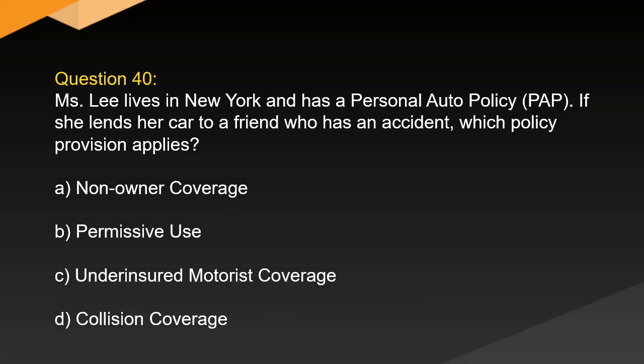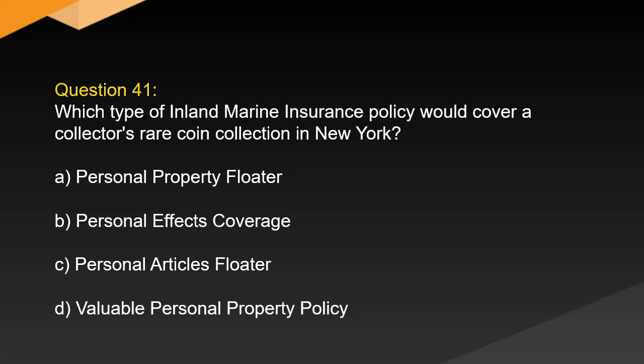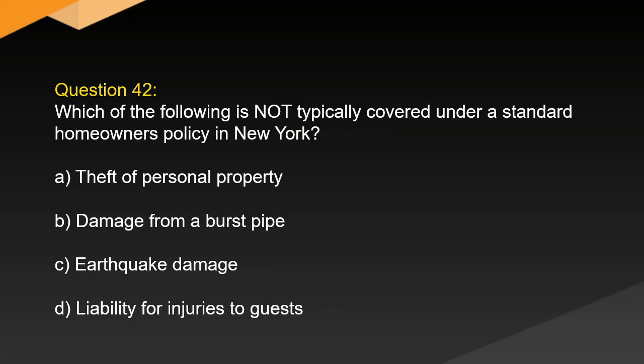Question 40. Ms. Lee lives in New York and has a personal auto policy, PAP. If she lends her car to a friend who has an accident, which policy provision applies? A. Non-owner coverage, B. Permissive use, C. Underinsured motorist coverage, D. Collision coverage. Question 41. Which type of inland marine insurance policy would cover a collector's rare coin collection in New York? A. Personal property floater, B. Personal effects coverage, C. Personal articles floater, D. Valuable personal property policy.